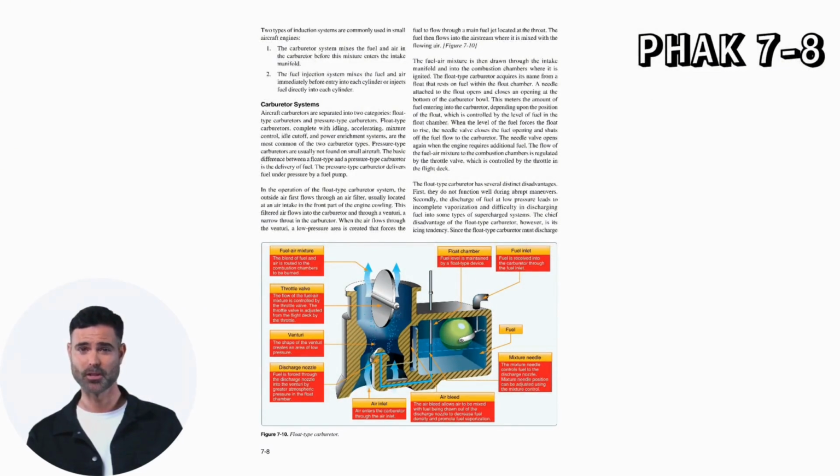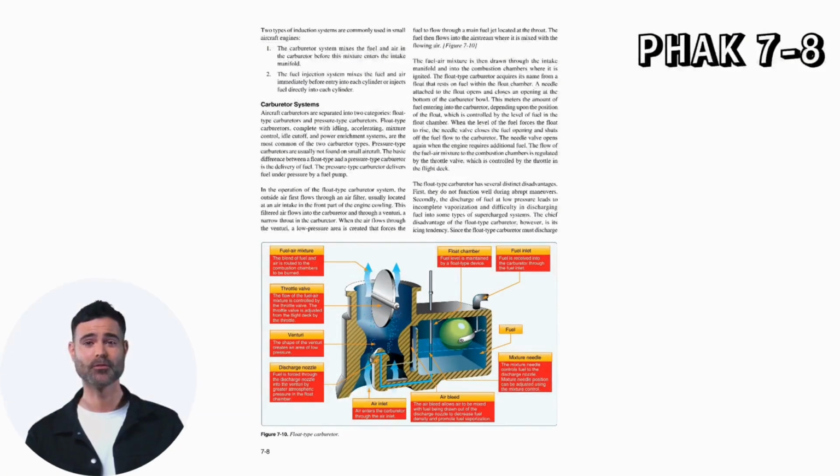Aircraft carburetors are separated into two categories: float-type carburetors and pressure-type carburetors. Float-type carburetors, complete with idling, accelerating, mixture control, idle cutoff, and power enrichment systems, are the most common of the two carburetor types. Pressure-type carburetors are usually not found on small aircraft. The basic difference between a float-type and a pressure-type carburetor is the delivery of fuel. The pressure-type carburetor delivers fuel under pressure by a fuel pump.